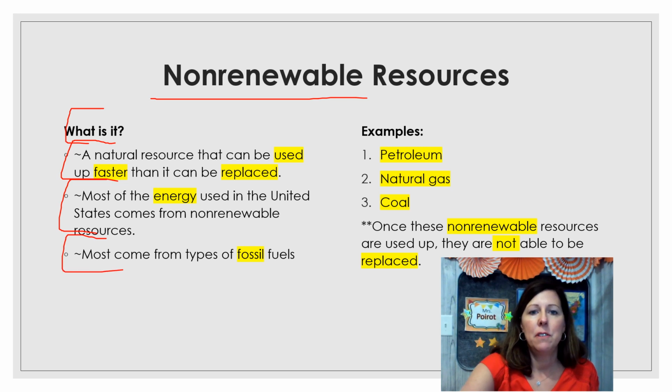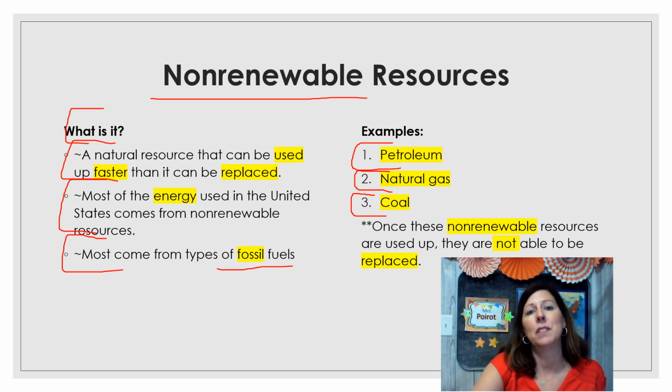Most of our non-renewable resources come from different types of fossil fuels. Some examples are petroleum, natural gas, coal, and as I said, once these non-renewable resources are used up, they're not able to be replaced, which is a problem for our Earth.